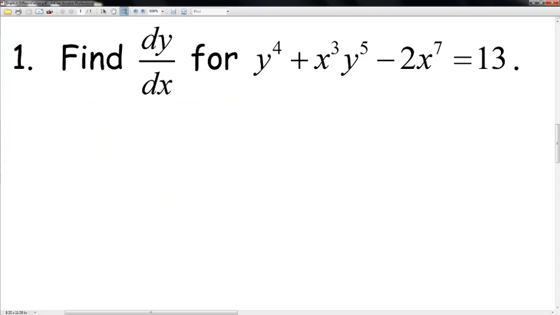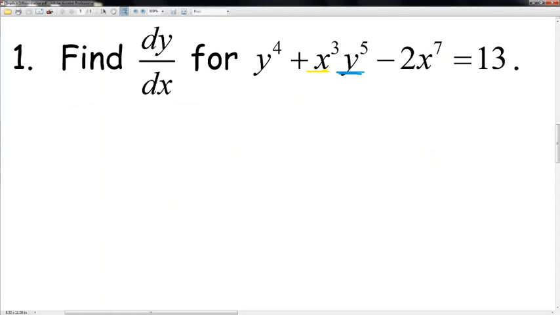Number 1, find dy/dx for y to the 4th plus x to the 3rd y to the 5th, minus 2x to the 7th is equal to 13. And again, like above, I said make sure you be really careful. I have the product rule going on here. There's my first, and here's my second. So let's go ahead and find dy/dx.